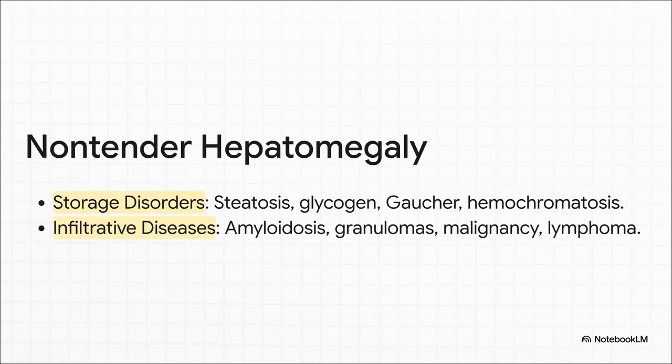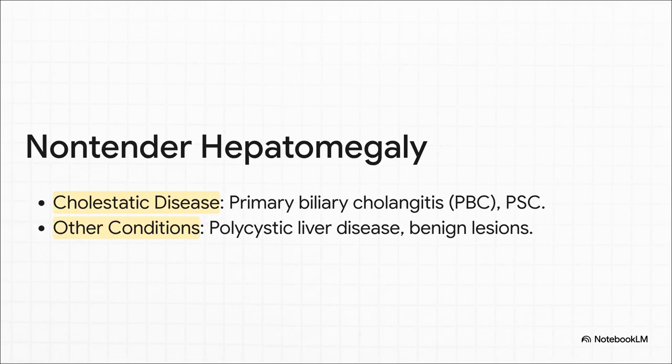Because the process is so slow, the liver just gets bigger and bigger without that acute pain. And we're still on the non-tender side. We've also got cholestatic diseases like PBC and PSC. This is where the flow of bile gets messed up, leading to chronic inflammation and enlargement over time. And hey, don't forget other structural causes like polycystic liver disease, where the liver is slowly getting replaced by cysts, or even really large benign lesions like hemangiomas.